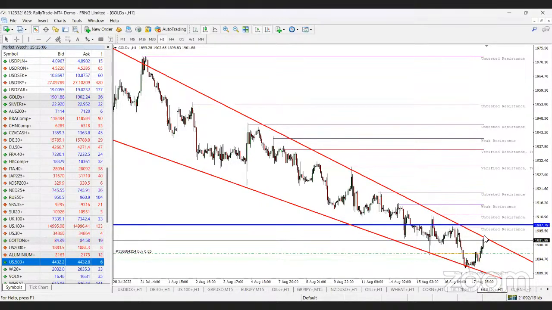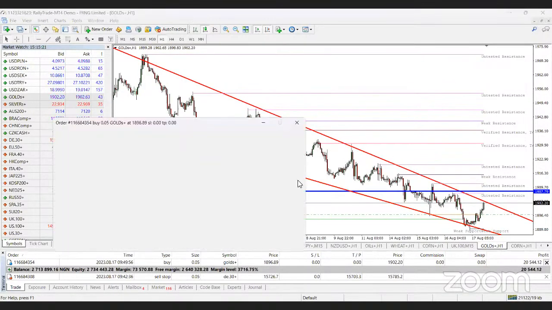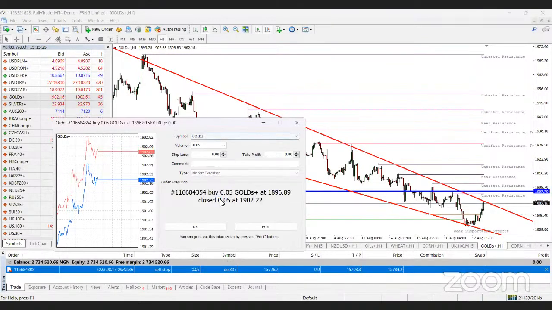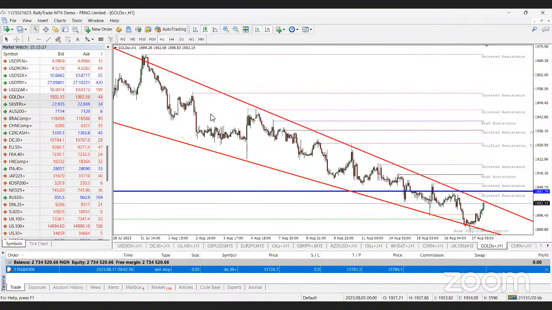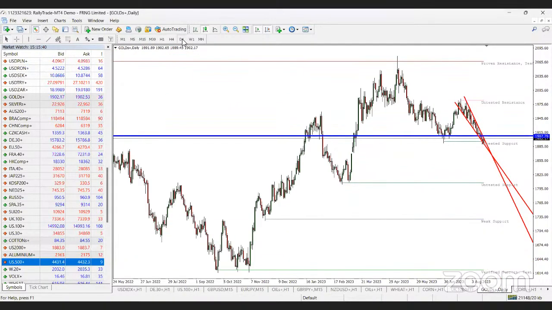And I always say that since gold is a reactive instrument, since gold reacts to the performance of the dollar, it's better that we are always considering the dollar when we are making our analysis on gold. But that said, you would notice that gold has approached a trend line that has made a kind of resistance for it, and it's possible that from this point it's still going to head downwards.